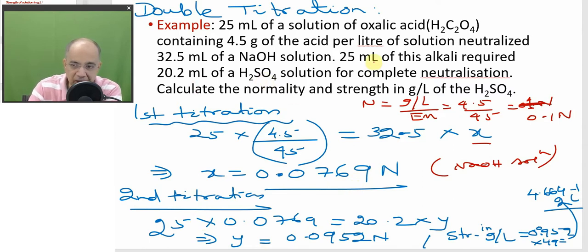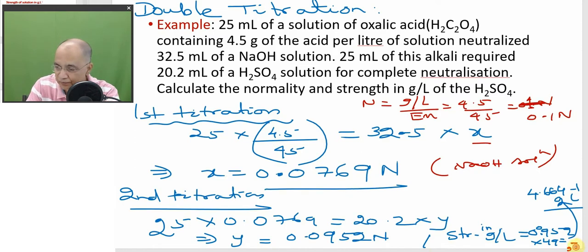So 25, this concentration is just now known, 25 into this is equal to 22.2 into Y. Y is the normality of sulfuric acid. So Y comes to be this. And to convert it into strength in grams per liter, you just multiply this normality with the equivalent mass. That will be given how much? You can calculate that much grams per liter. So I'm avoiding delay. You can do it, right?